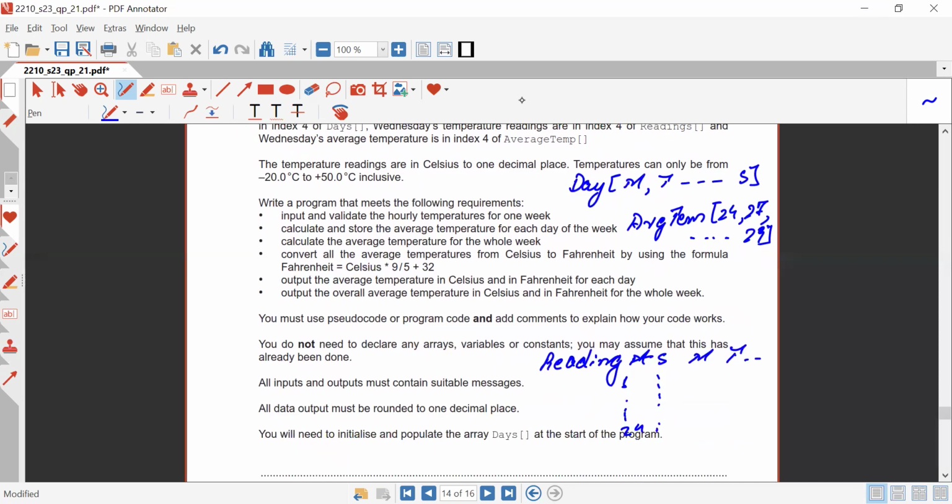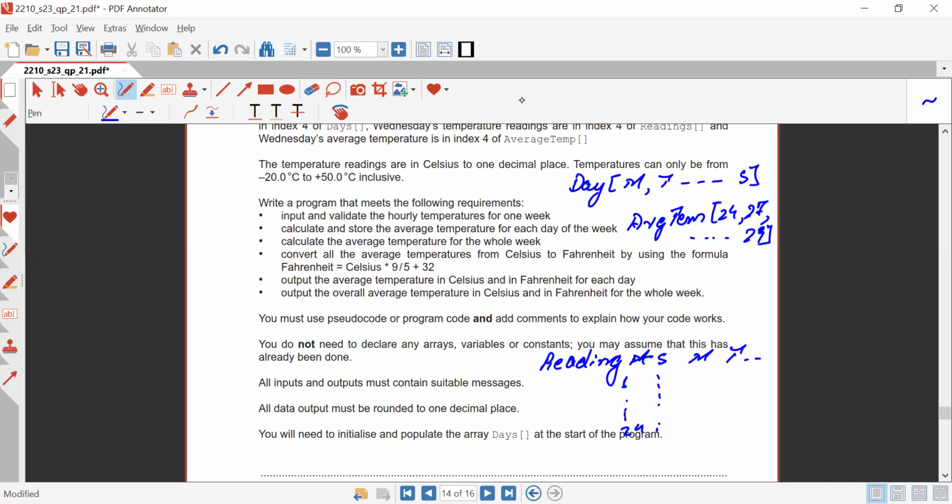Again, they are saying you must use pseudocode, program code, and comments to explain how your code works. You do not need to declare any variables, arrays, or constants. You may assume this has already been done for you. You may say they have declared them, but they haven't populated them. Do remember that part. All data output must be rounded to one decimal place. In this paper, initially we have studied the round function. You will need to initialize and populate the array days at the start of the program.